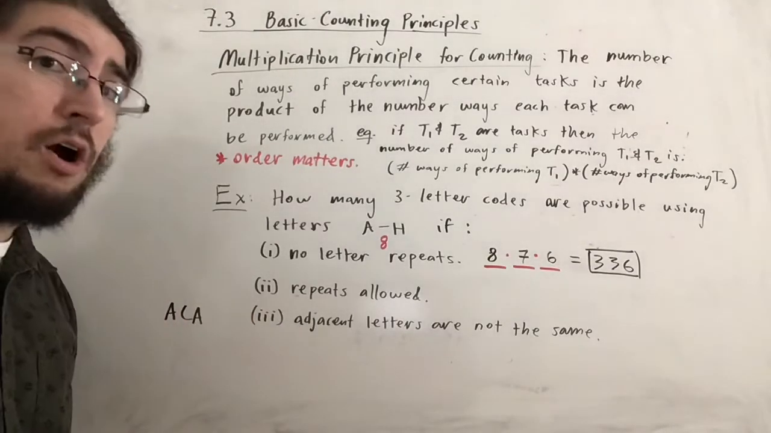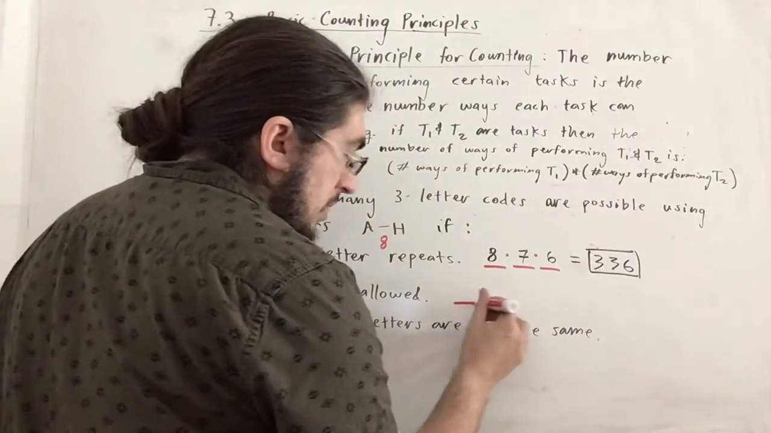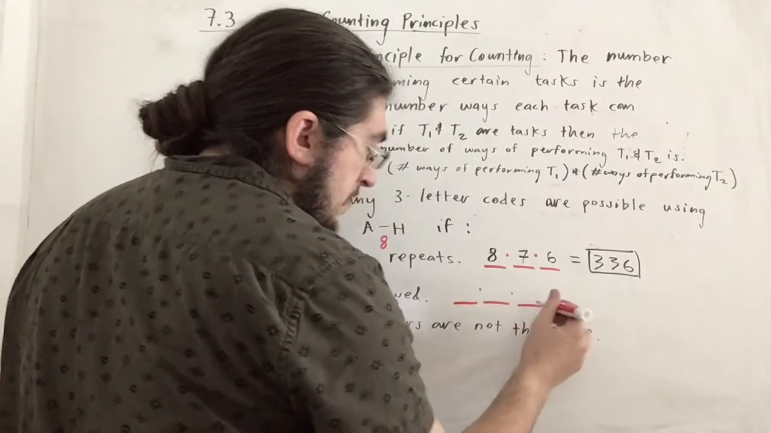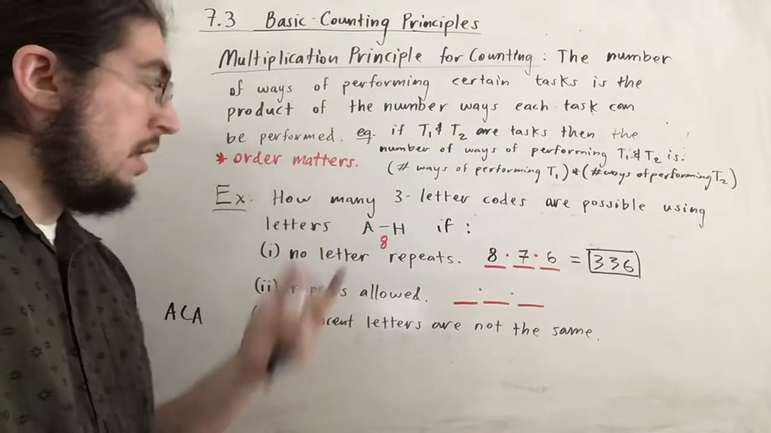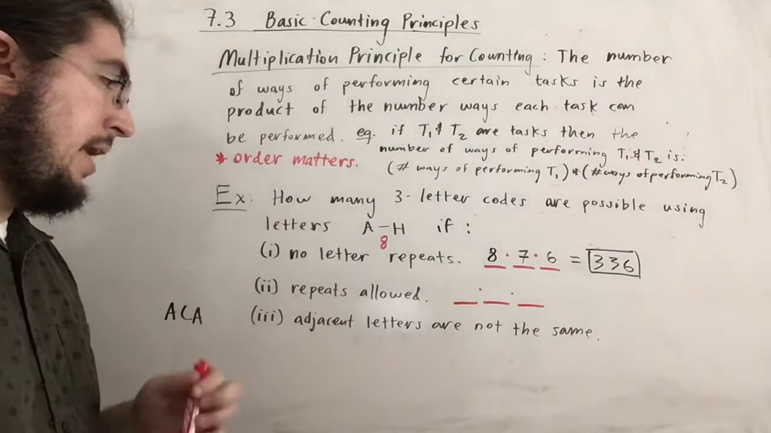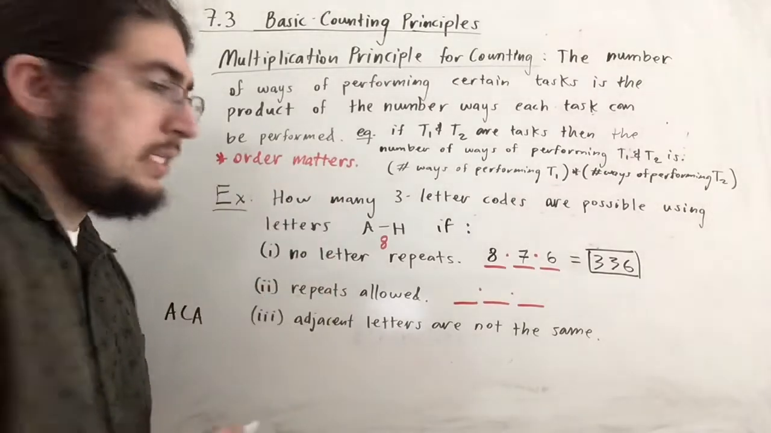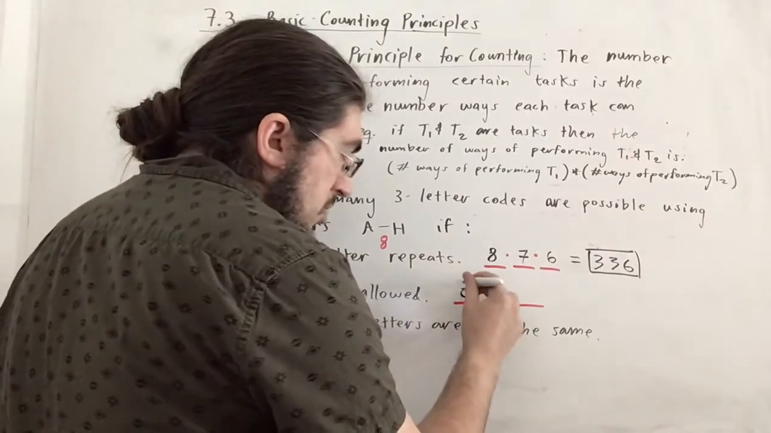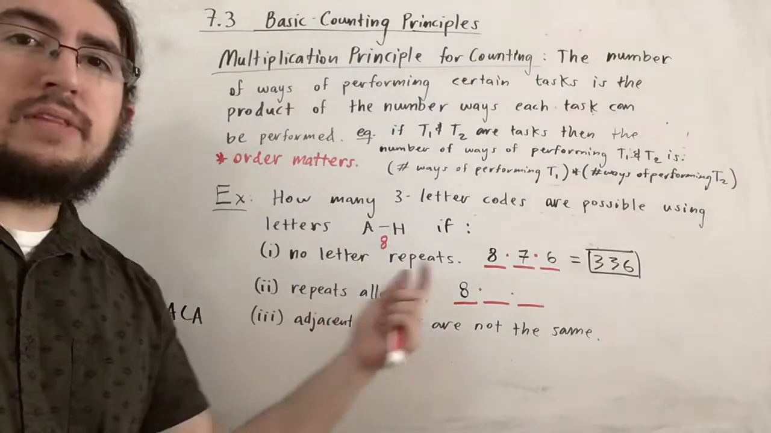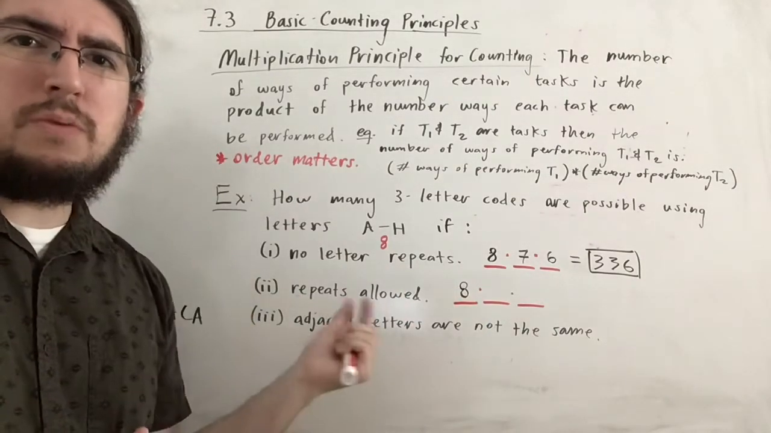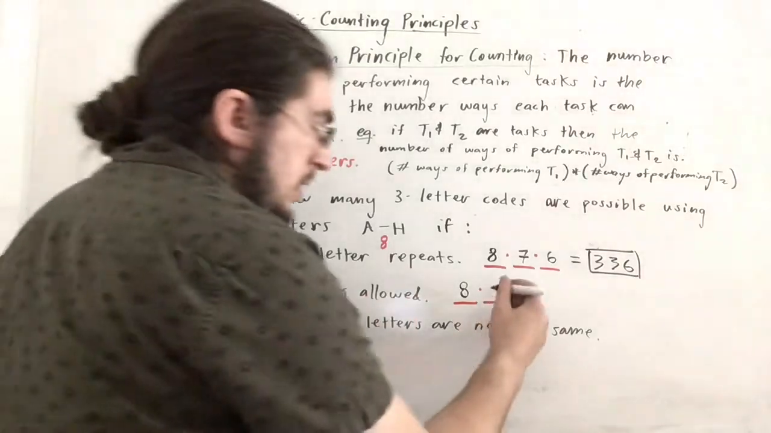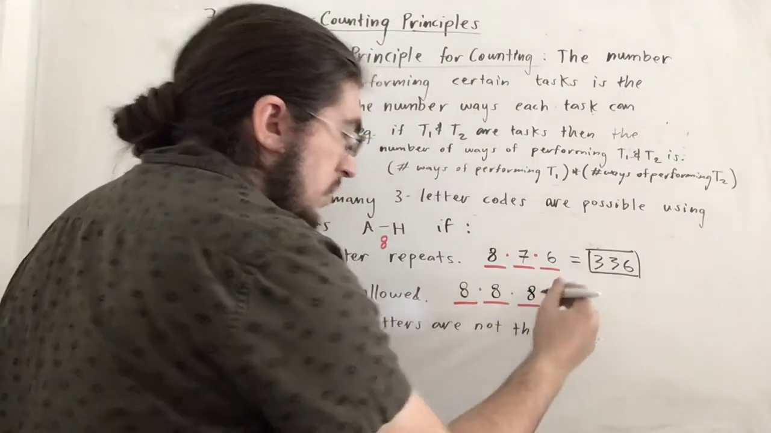So here repeats are allowed. So let's see, we still have 3 letters that we're going to select basically of the 8. And let's say we pick one letter of the 8. That means we have 8 choices. And for the second letter, well, we actually still have 8, don't we? Because we could pick the same one again, actually. So there's 8 choices here, similarly 8 choices here.